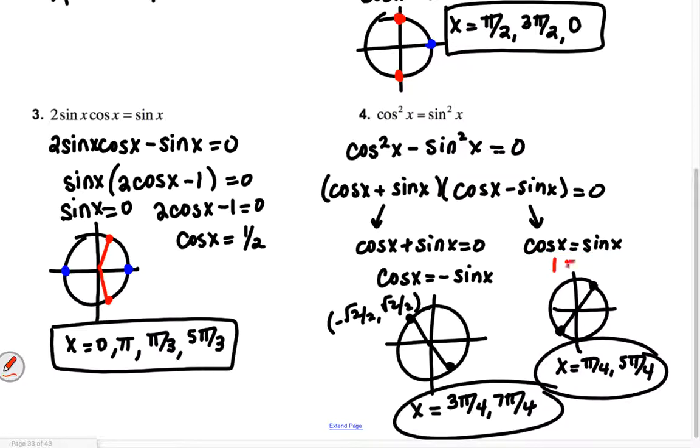Or you could divide the cosine over and have sine of x over cosine of x and look at it that way. Well, now you're saying, when is tangent equal to 1? Tangent equals 1 when the x and y are the same, right? So you can think of it that way as well.